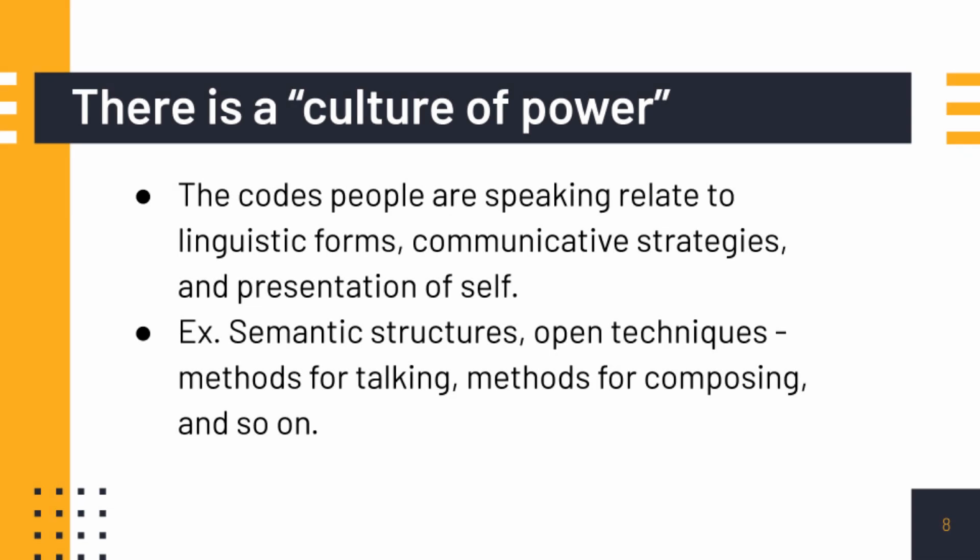Second part of power. There is a culture of power. It means the codes people are speaking relate to linguistic forms, communicative strategies, and presentation of self. This basically states that the way people speak determines their power. For example, somatic structures, open techniques, the methods for talking, methods for composing, and so on. For example, in academic writing, if I were to write the way that I speak in text messages or with my friends, I would be seen as less intellectual and not be taken seriously. But writing through academic language will make me seem more intelligent and give me more credibility.